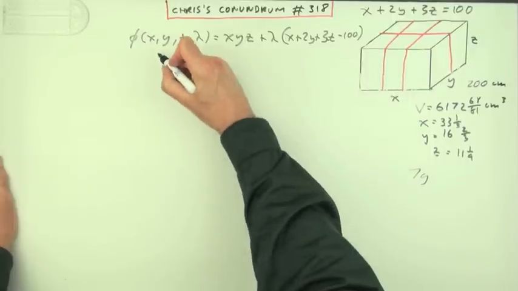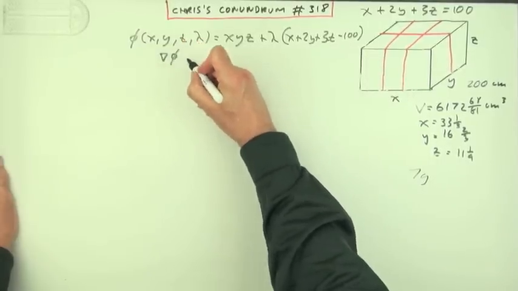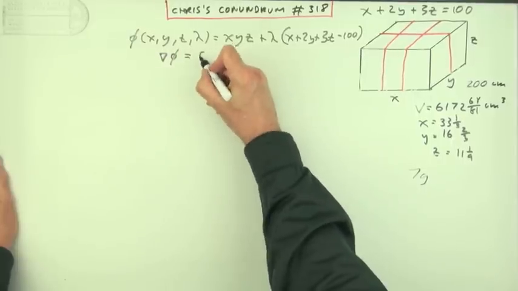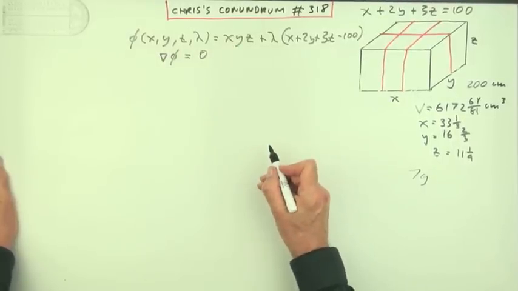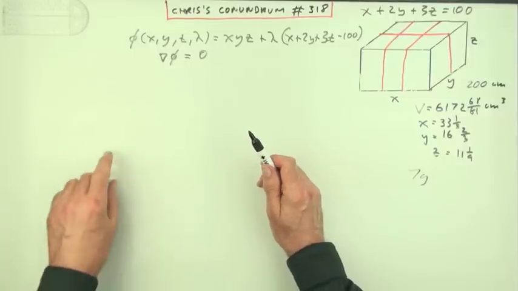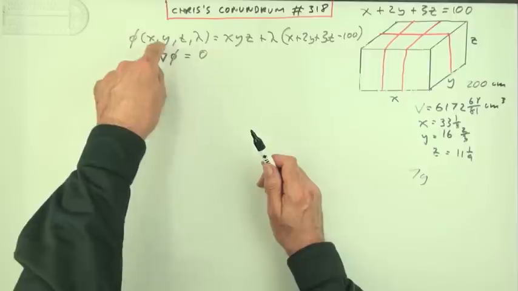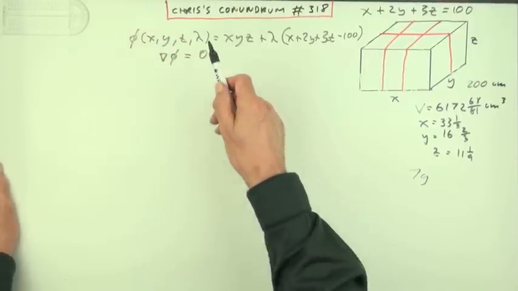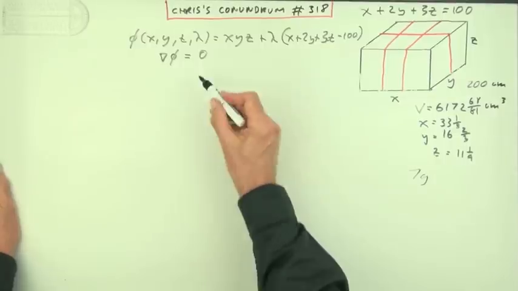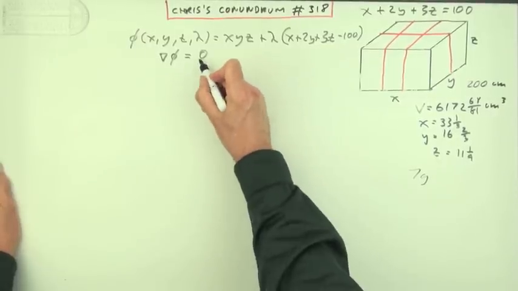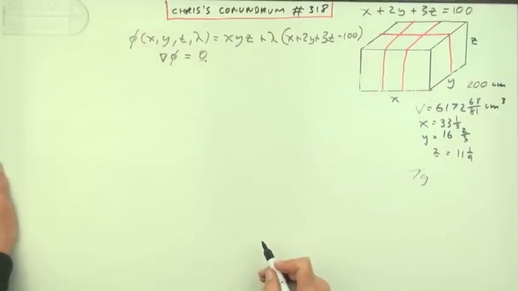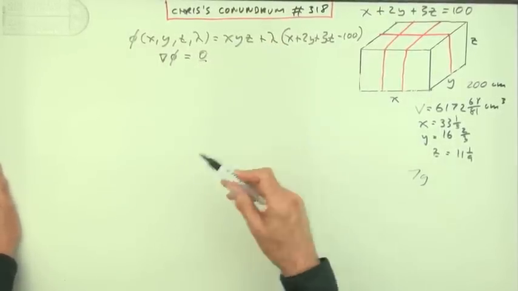And the condition is what's called the grad of that should be 0, the gradient of that. And that's just found by taking the partial derivative with respect to each of these variables in turn. Each of them should equal 0. Strictly speaking, that 0 isn't a 0, that's actually a vector. So that each of the components equals 0.